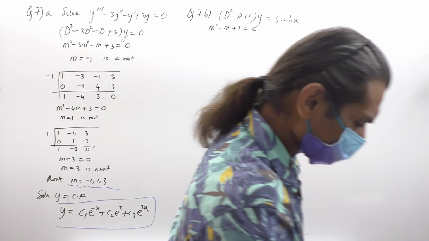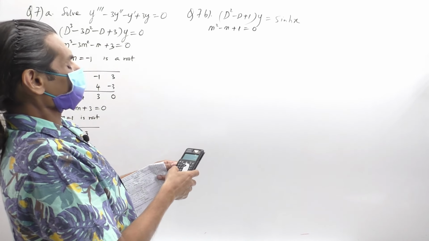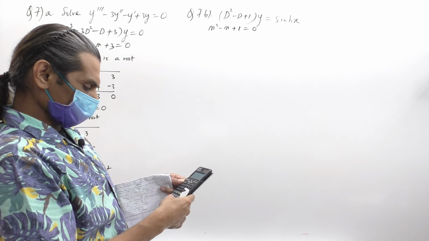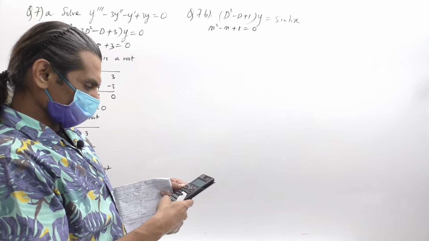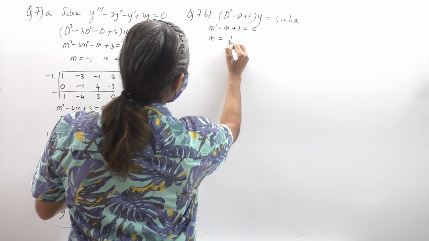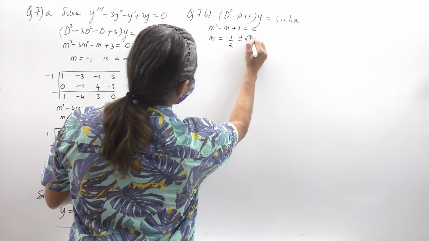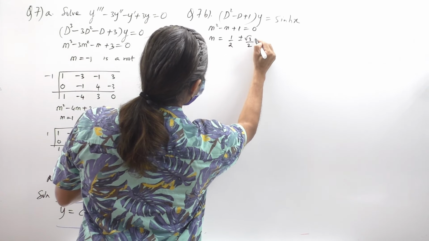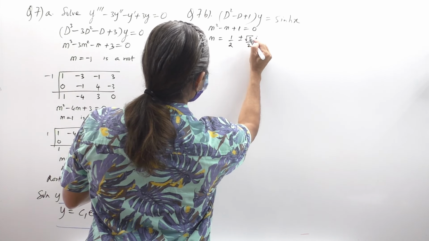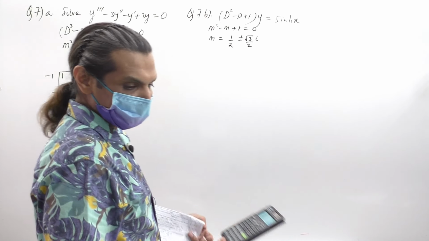M square means 2 roots again. So in the calculator, mode, equation, 2 roots, degree 2. Coefficients 1, minus 1, 1. We get the roots as m is equal to 1 by 2 plus or minus root 3 by 2 i. So we get this as the root: 1 by 2 plus or minus root 3 by 2 i.